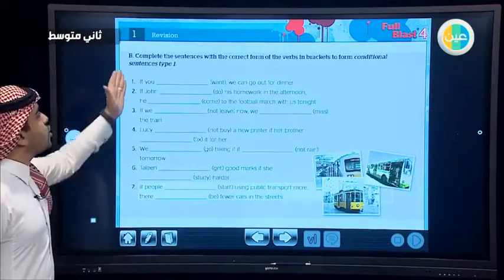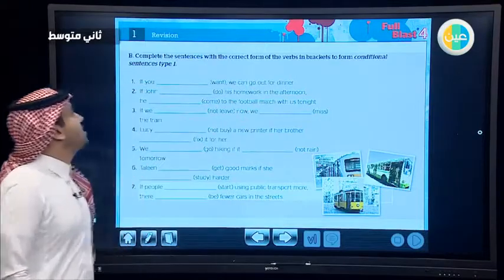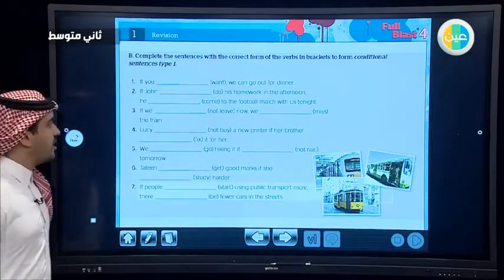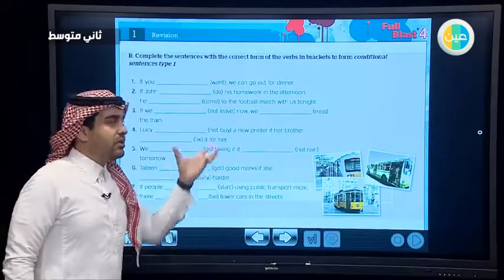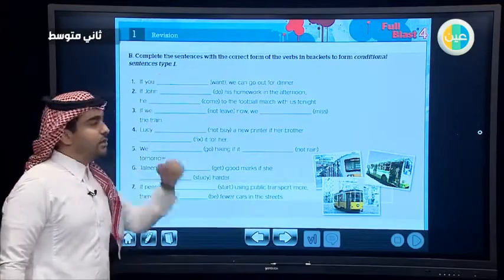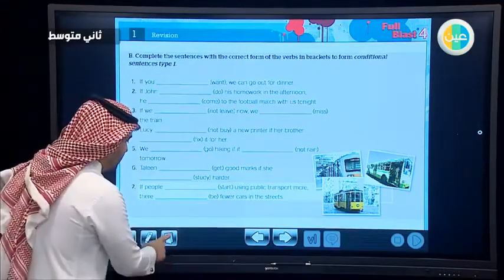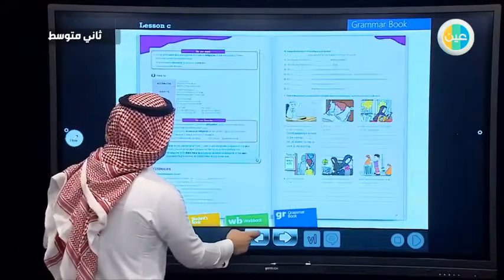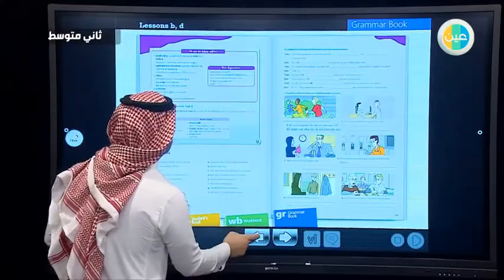Okay, exercise B. Complete the sentences with the correct form of the verbs in brackets to form conditional sentences type 1. So we have verbs between brackets. We need to use them to create sentences using conditional sentences type 1, the first conditional sentences, which you already studied and which are in the grammar book and also in the textbook.